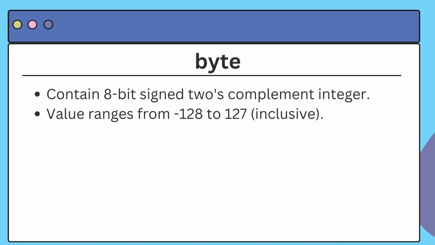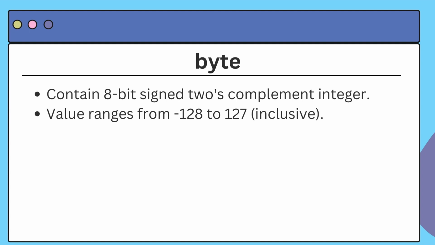So now let us look at the very first integer type, which is a byte. A byte contains an 8-bit signed 2's complement integer. In simple terms, a byte can be represented in 8 bits, and among those 8 bits, the leftmost bit stores the information about the sign, while the remaining 7 bits represent the magnitude of the number in 2's complement form. I will provide a document in the description if you want to go in depth and understand how data is represented in binary form in Java.